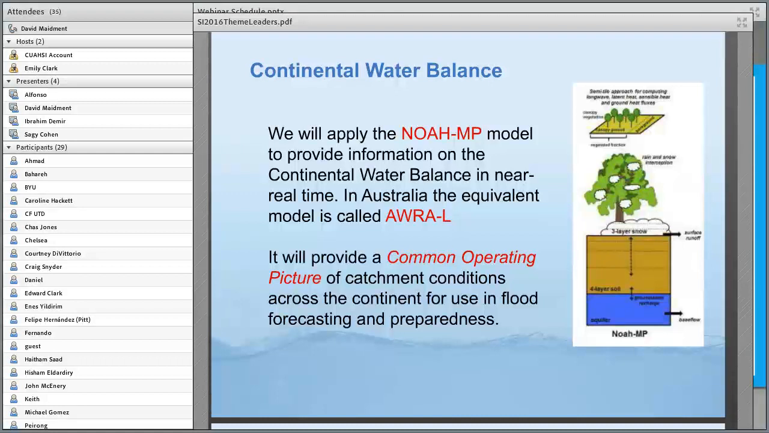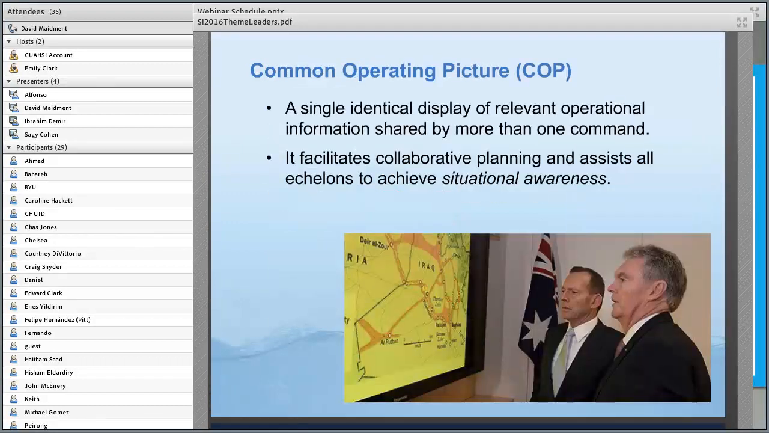In both countries, the idea is to have a common operating picture of catchment conditions across the continent that could be used for flood forecasting and preparedness. This is a picture which Albert prepared of one of the Prime Ministers of Australia, together with the Chief of their Intelligence Services, looking at a common operating picture of military operations. A common operating picture means a single identical display of relevant operational information shared by more than one command, which facilitates collaborative planning and assists all echelons to achieve situational awareness.